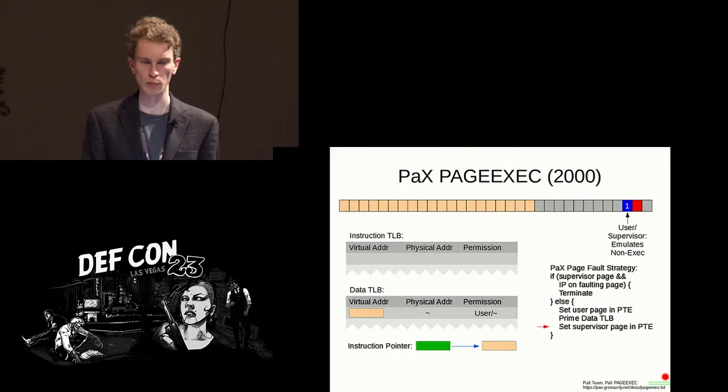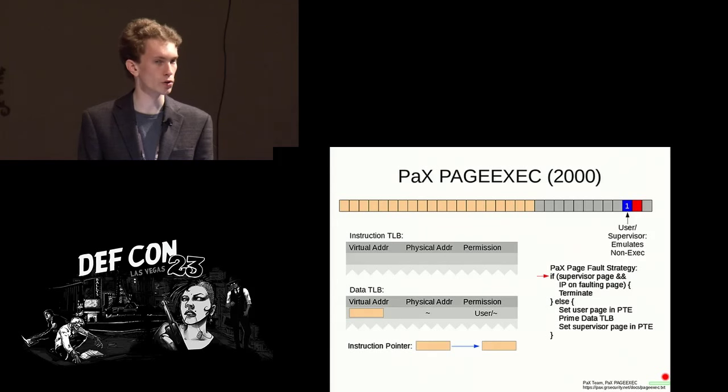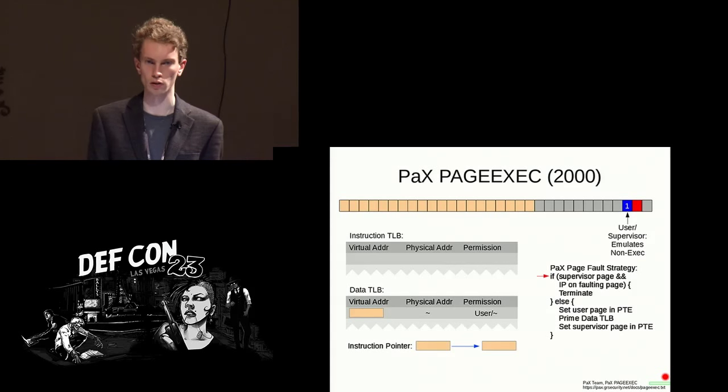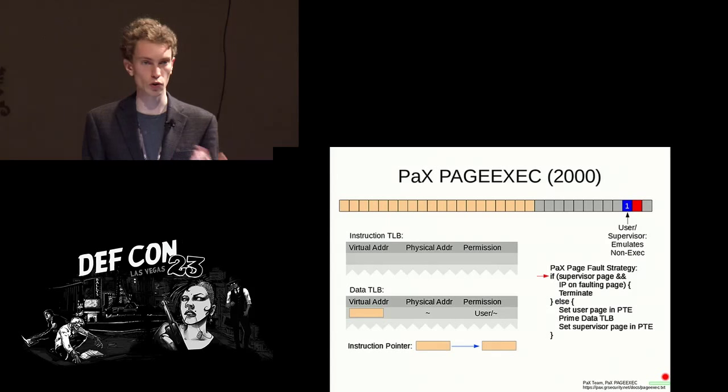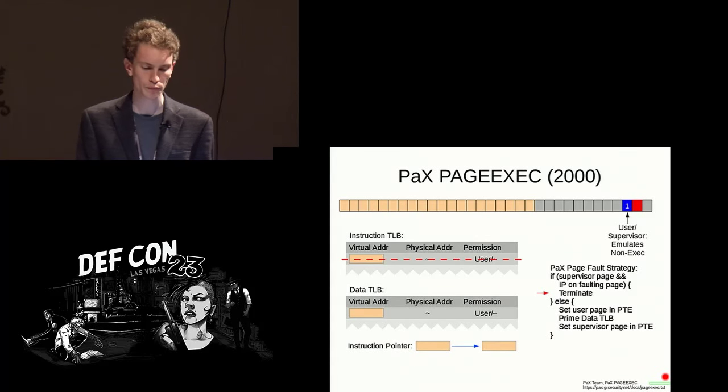I'm not going to do the expensive lookup through the three-level page table hierarchy. If we then have later on an orange pointer trying to access an orange page, there's no ITLB entry, and so the processor again is like, okay, I'm not allowed to do that. Let me go to the operating system page fault handler, and it can now see, okay, it's a supervisor page. The instruction pointer is on the faulting page, and so let's just terminate the process because this is a memory access violation. We don't want to allow that.